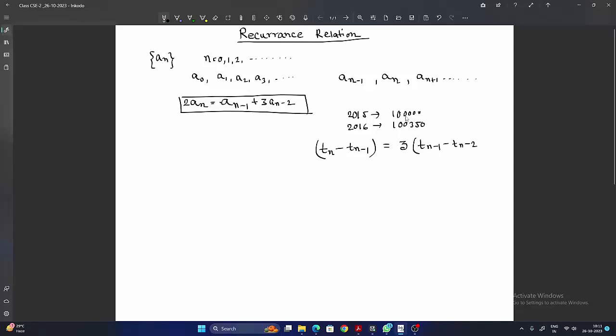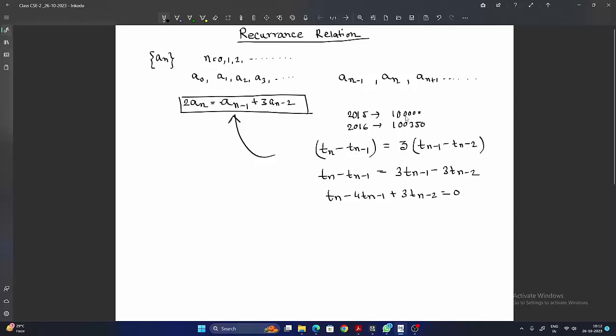So we have built a relation that the increment in population in the nth year over the n minus 1th year is just thrice the increment in the n minus 1th year over the n minus 2th year. That means from that relation you can build one recurrence relation like this: t of n minus t of n minus 1 is equal to 3 into t of n minus 1 minus 3 into t of n minus 2. If you take it to the left hand side, you will get tn minus 4t of n minus 1 plus 3t of n minus 2 is equal to 0.